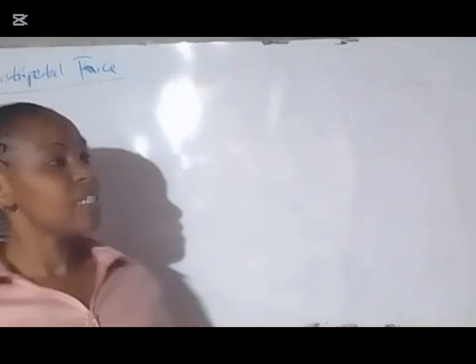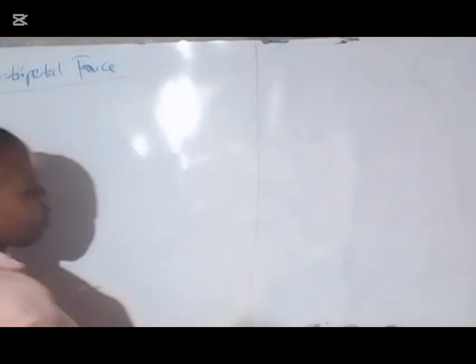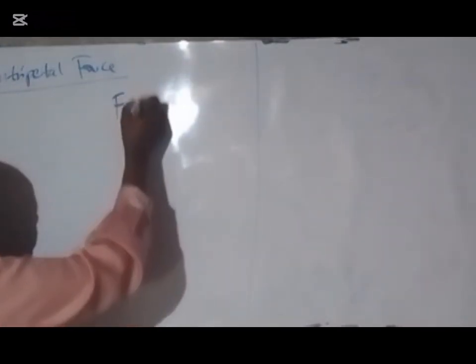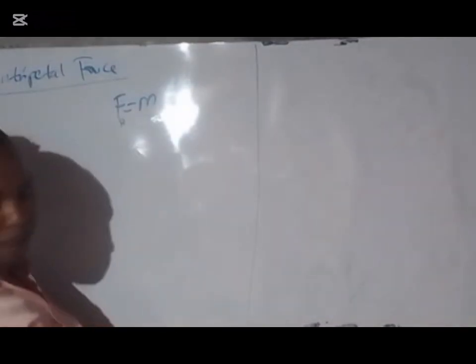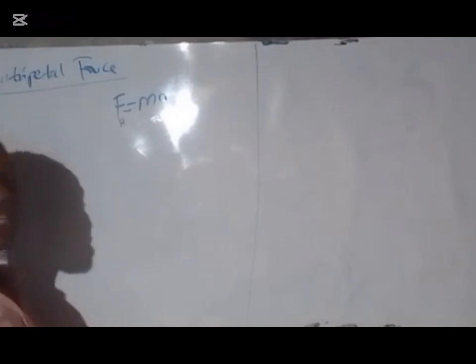Now we are moving on. Centripetal force. From Newton's second law, we say that if you have a force F, a resultant force, remember R is a resultant force or net force, acting on a body of mass M, then it generates an acceleration A. In our last lesson, we were talking about centripetal acceleration. That centripetal acceleration is due to a resultant force, a net force, which we call centripetal force.